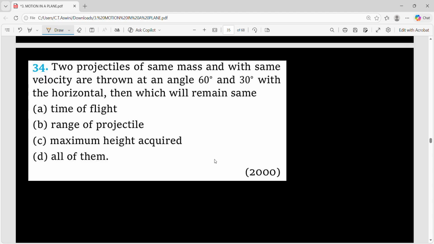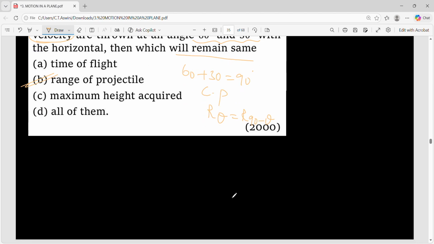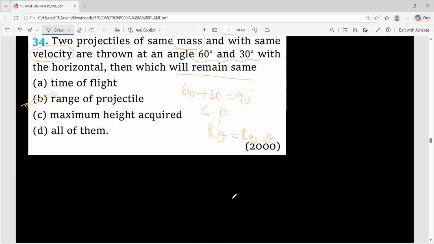Two projectiles of the same mass with the same velocity. Mass is the same, initial velocity is the same, but angles of projection are 60 and 30. Then which will remain the same? 60 plus 30, how much? 90 degrees. So which angles are they? Complementary. So what is equal? R theta equals R 90 minus theta. That means their ranges are equal. So the range of the projectile will remain the same.